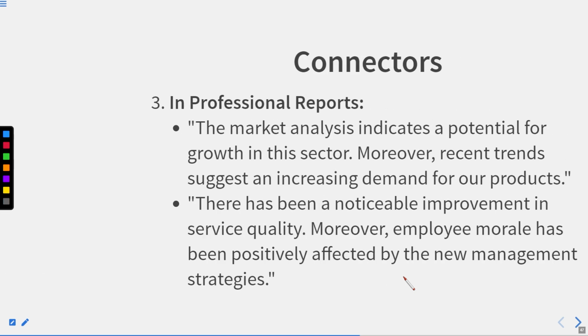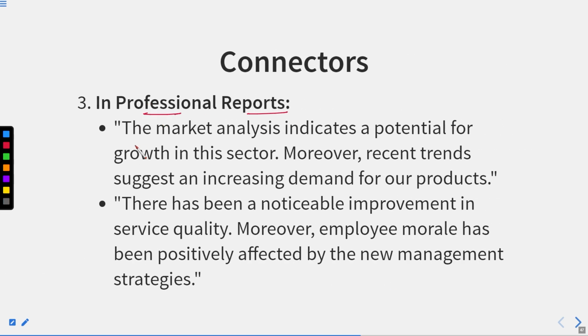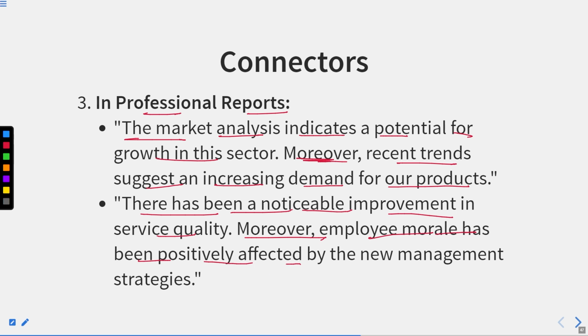Okay. Now, third, in professional reports: the market analysis indicates a potential for growth in the sector. Moreover, recent trends suggest an increasing demand for our products. There has been a noticeable improvement in service quality. Moreover, employee morale has been positively affected by the new management strategies. Okay.